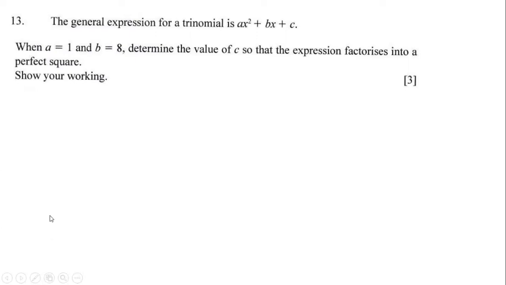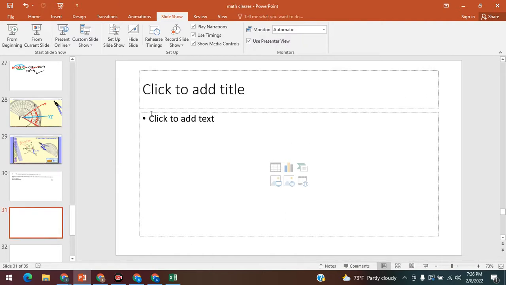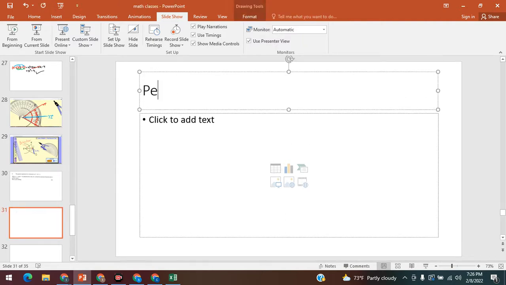So let's go back to these type of questions. It says the general expression for a trinomial is ax squared plus bx plus c. When a equals 1 and b equals 8, determine the value of c so that the expression factorizes into a perfect square. All right, so we have to determine what we mean by perfect square. Okay, so let me show you what we mean by perfect square. Anyone have any idea?